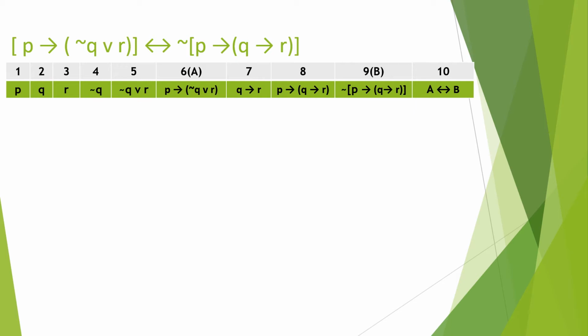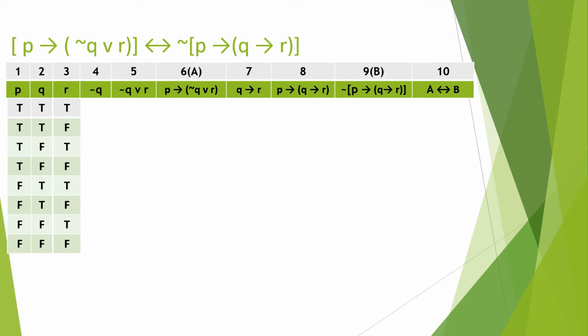Now since the statement pattern has three atomic statements, P has truth values T, T, T, T, F, F, F, F. For Q we write T, T, F, F, T, T, F, F. For R we write TF, TF, TF, TF. Now for the fourth column, negation Q, consider the second column, that is the column of Q, and interchange T and F. Since in Q we have TTFF, TTFF, in negation Q it will be FFTT, FFTT.